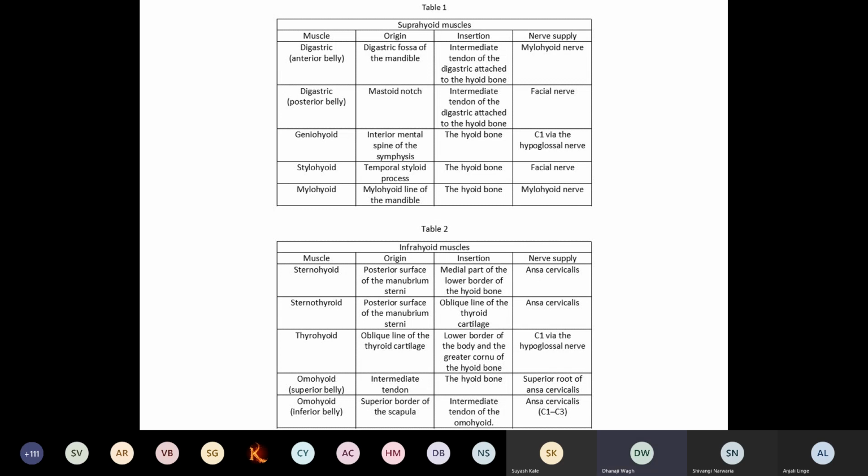Then the next muscle is the omohyoid muscle. It has a superior belly and an inferior belly. The superior belly arises from the intermediate tendon and is inserted on the hyoid bone, and the nerve supply of this superior belly is the superior root of the ansa cervicalis. The omohyoid inferior belly originates from the superior border of the scapula and inserts on the intermediate tendon of the omohyoid, and the nerve supply is the ansa cervicalis, C1 to C3.